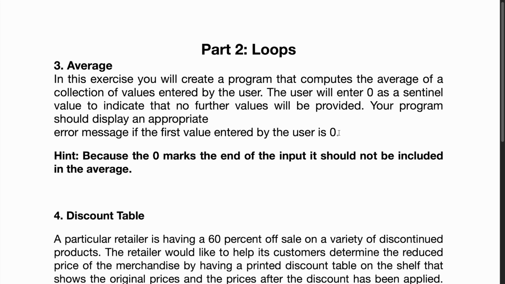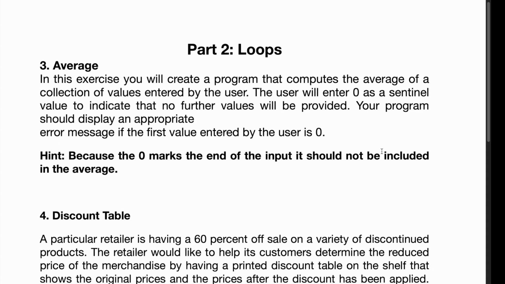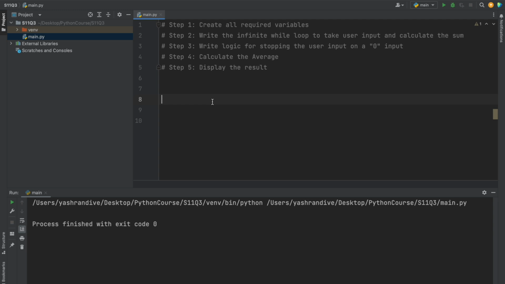Alright, so this is pretty straightforward. Let's take this step by step. They've also given us a hint which says because the 0 marks the end of the input, it should not be included in the average. Awesome. So let's get to PyCharm and see what all we can do.